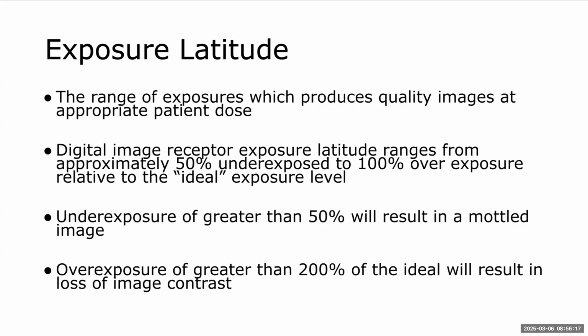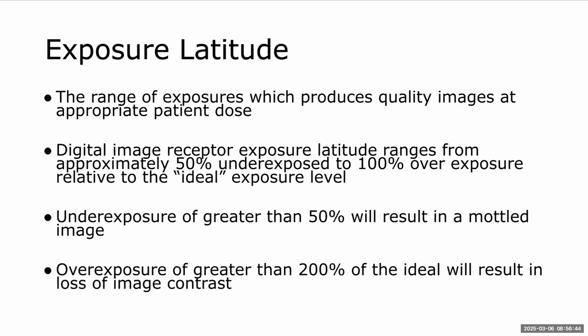Any more than 50% is usually going to give you noise in your image or model in your image. Overexposure of 200% of the ideal is going to result in loss of image contrast. And so we say 100%, but really most systems can correct as much as even upwards of 400% of overexposure. But this second statement is the one that you're going to want to remember, because that's what most books say.